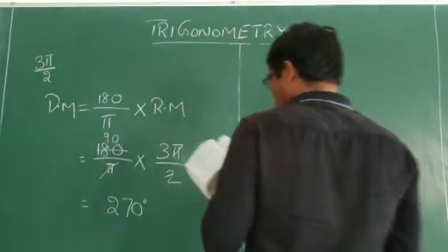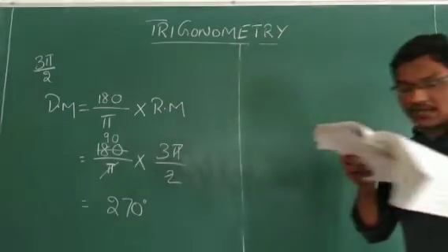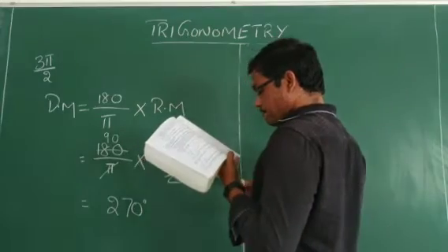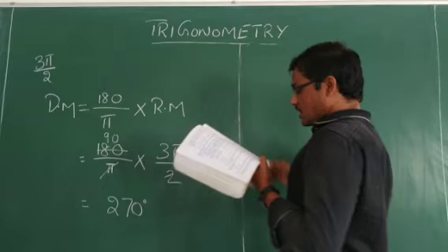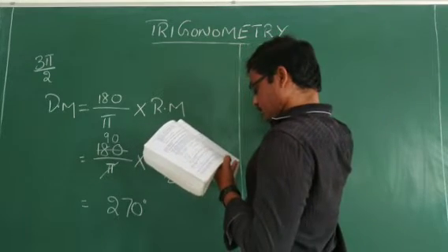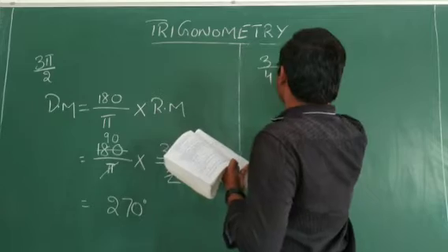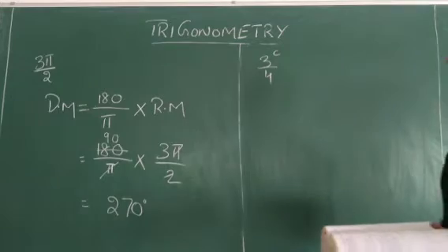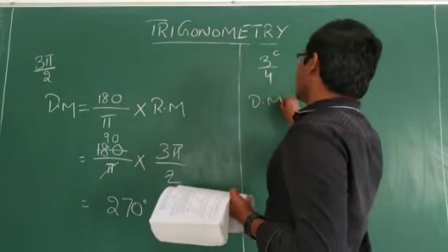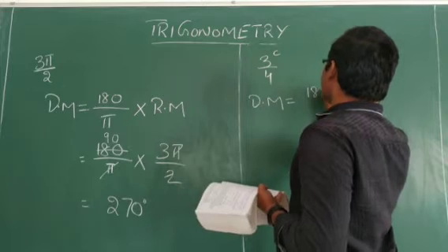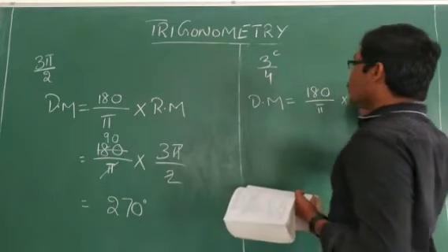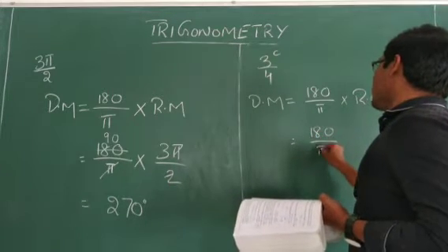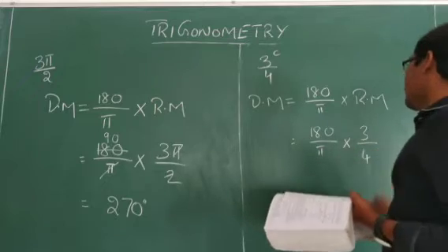Let's take one more problem here. 3 by 4. 3 by 4 circular measure or radians. So we convert this into degrees. Degree measure is equal to 180 by pi into radian measure. So that is equal to 180 by pi into 3 by 4.